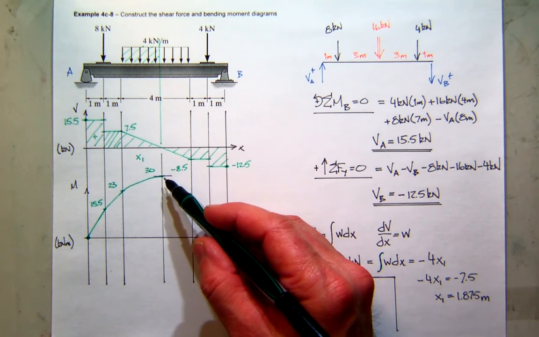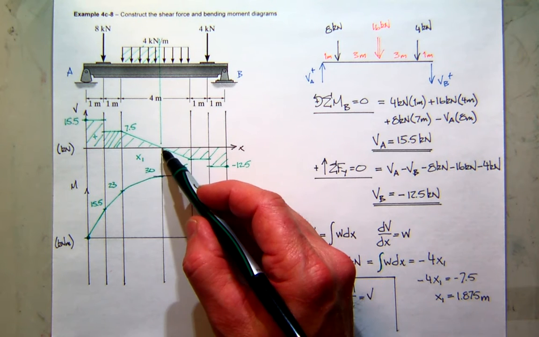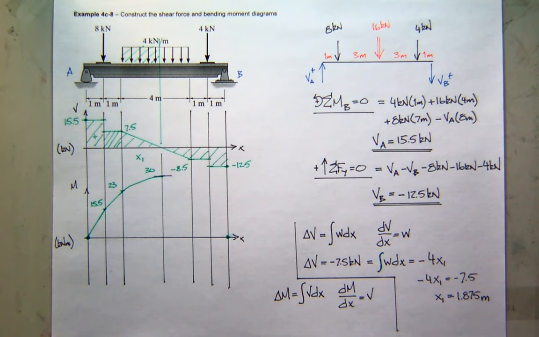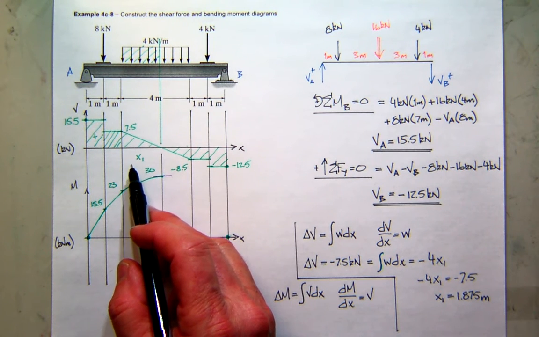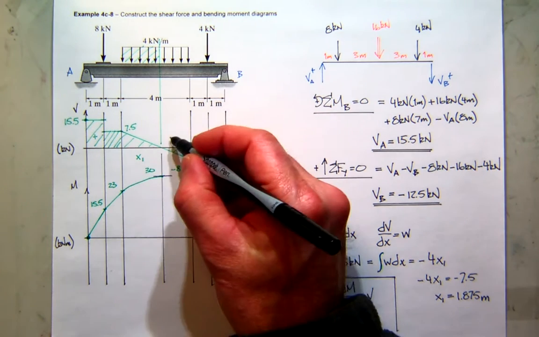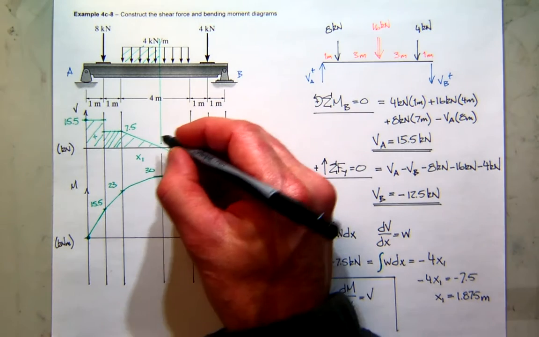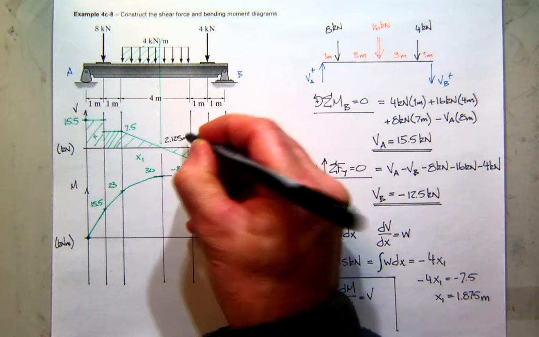So let's try to see what the next bit is. So now the change in moment from this crossing point to here is what? If this is 1.875, then this, I didn't draw it to scale obviously. This other side is going to be 2.125, right? 4 minus this.